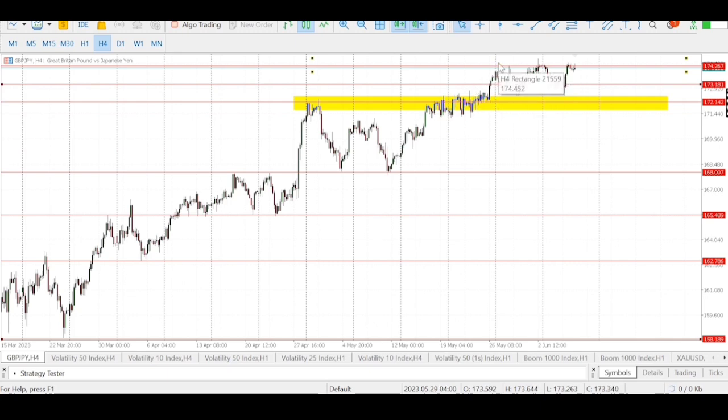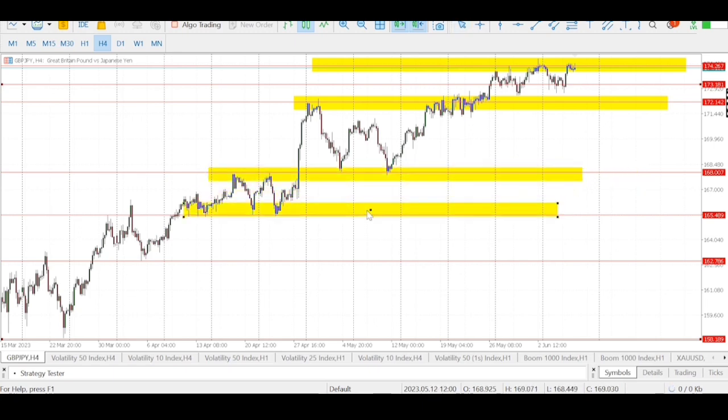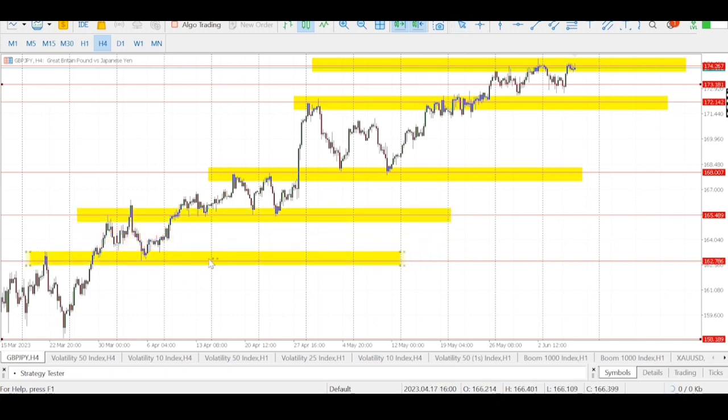So this one here, then I get this one, then okay, I'm sorry about that. Another one here, then another one here, then another one here, then another one here. So you can actually see that these are all my zones.